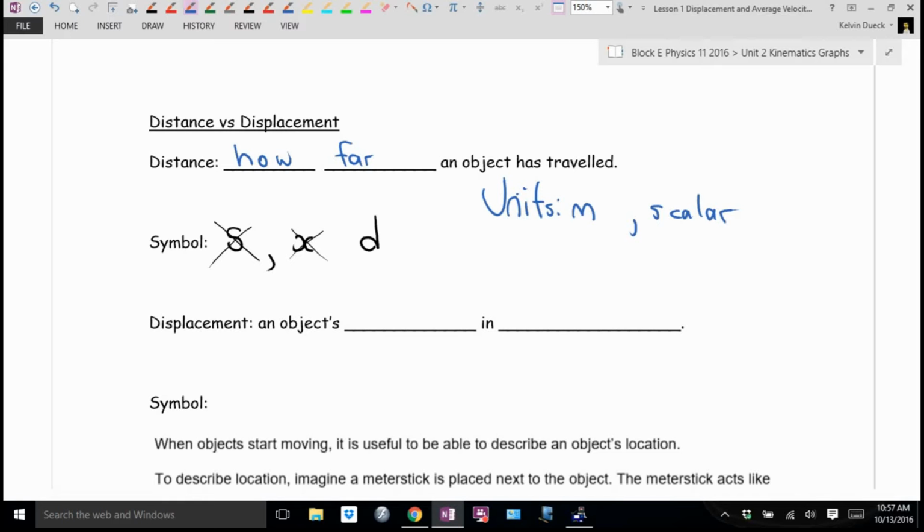Displacement. Displacement is an object's change in position. Symbol, well, s with a vector bar above it, technically. But often, because we have a symbol for change in, you'll often see it written triangle x, except we don't call that a triangle. What do we call that if we're a little bit nerdy? Okay, delta x, and delta is the abbreviation for change in.